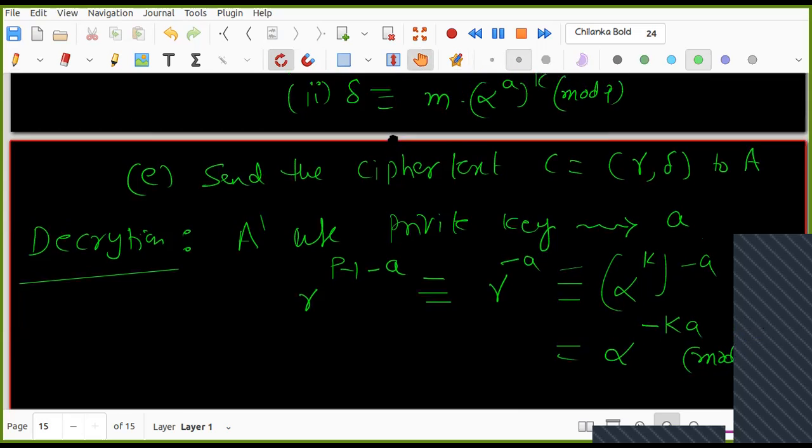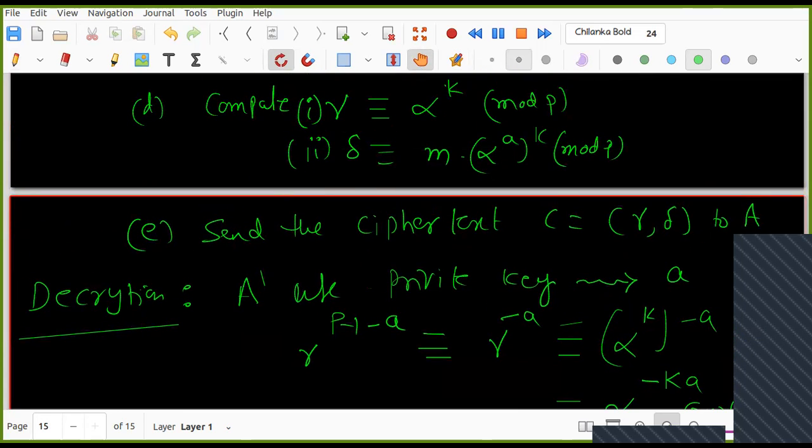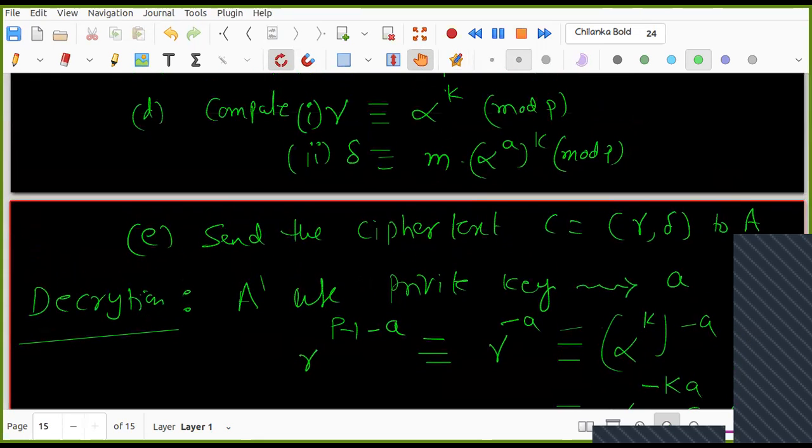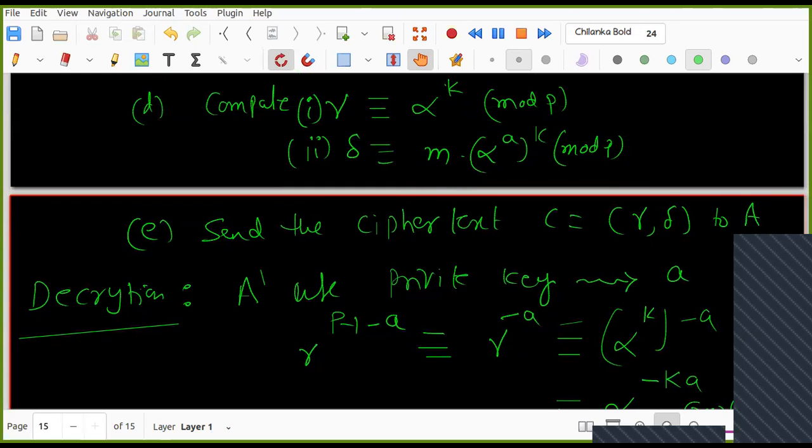You remember? In delta I have alpha power ak. Now I have alpha power minus ka. So I do not need k. That is the beauty of this. Is it not good? I do not need k now, but the gamma value is alpha power k. So I am doing minus a, and alpha power a is given, but no one knows a. Only alpha power a is known.